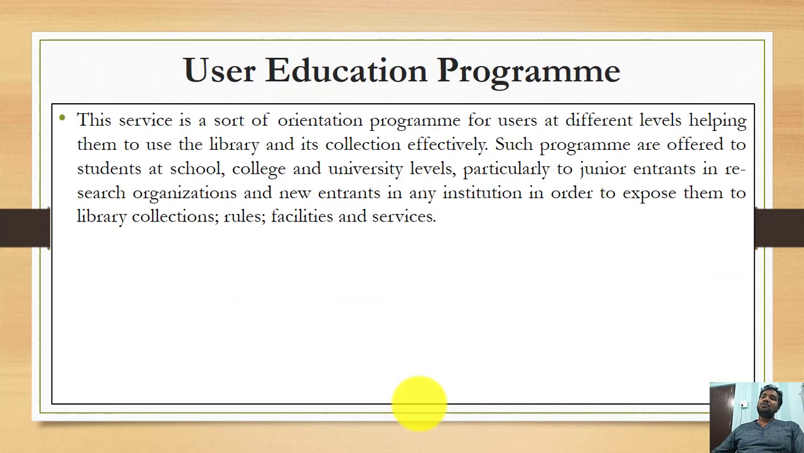The next service is the user education program. This service is a sort of orientation program for users at different levels, helping them to use the library and its collections effectively. Such programs are offered to students at school, college, and university levels, particularly to junior entrants in research organizations and new entrants in any education institutions or any institutions, in order to expose them to the library collection, rules, facilities, and services.